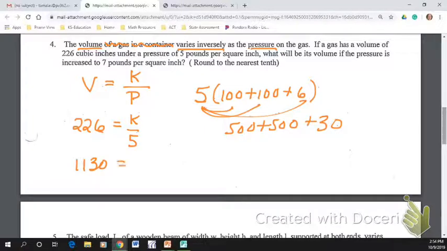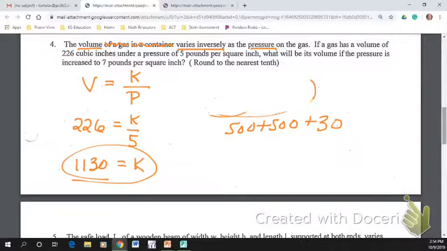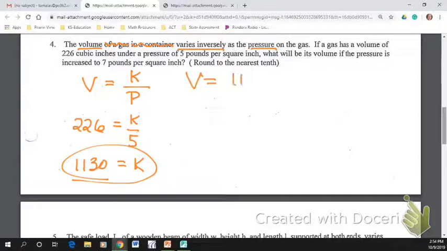1,130. So K is 1,130. So now I can go back and replace my K with 1,130. We're not supposed to say "and" when we're saying it, because the "and" means a decimal point. You are right on that officially.